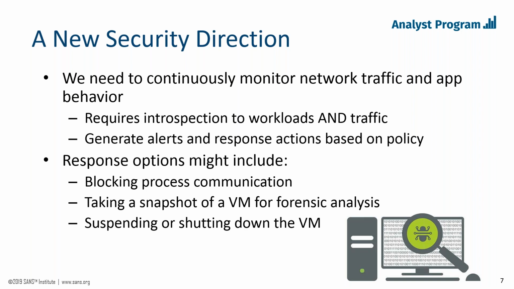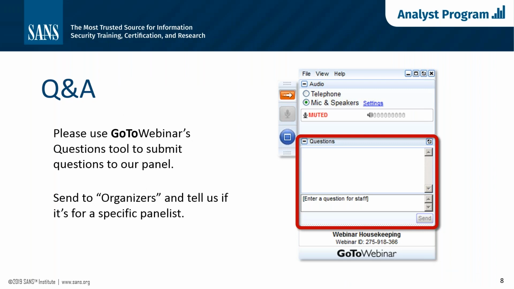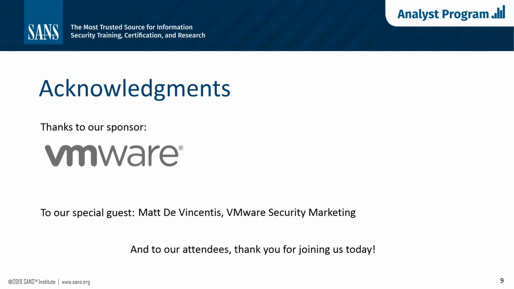And what we look at is that introspection. So looking at workloads, looking at the traffic that they're sending, looking at whether they're behaving normally versus abnormally, and then building response options that might block communications or take snapshots for forensic analysis, or even shutting down virtual machines if we're feeling bold. Those are all things that we actually can do now. We can do it automatically or semi-automatically, or however we choose to go down this road. So pretty exciting stuff.